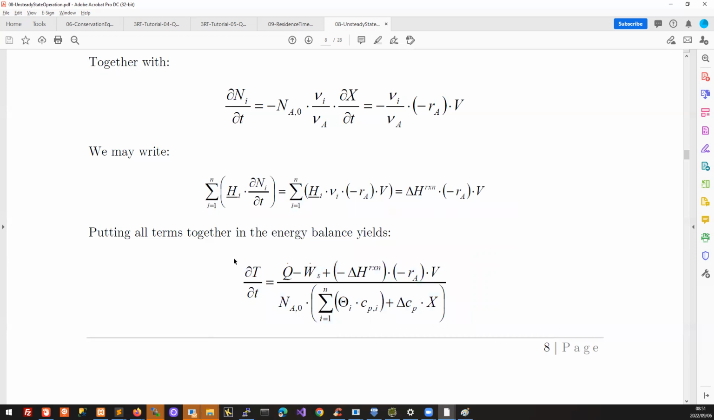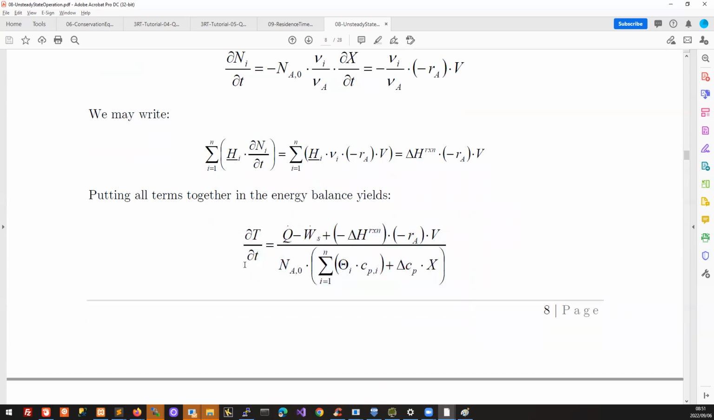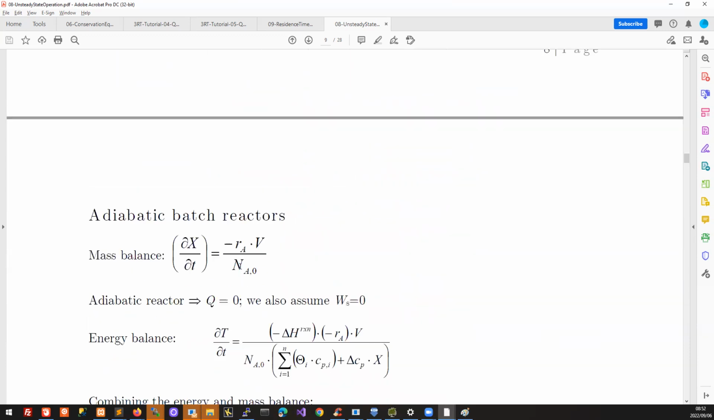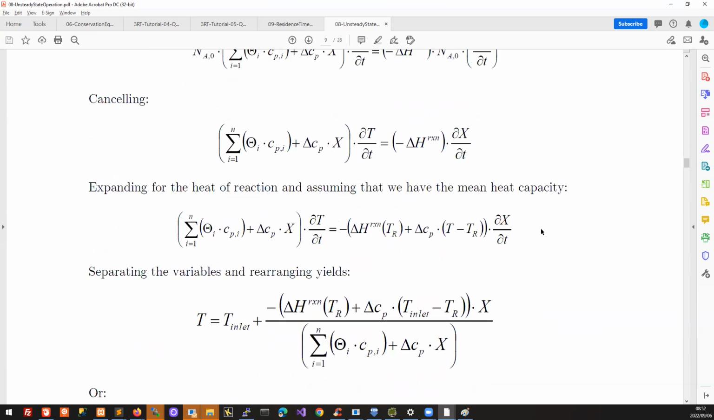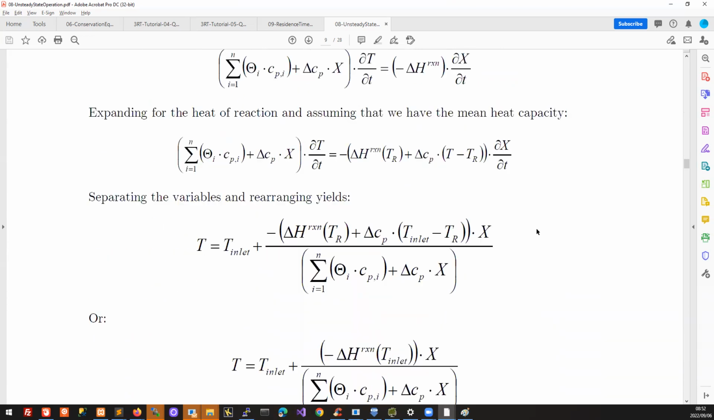So for our batch reactor, we can estimate the rate of change of temperature purely in terms of the reaction rate and the conversion and so on. So now we have, again, a dT/dt for our reactor, and we can solve that with our material balance, and we can find how the temperature and conversion change over time.